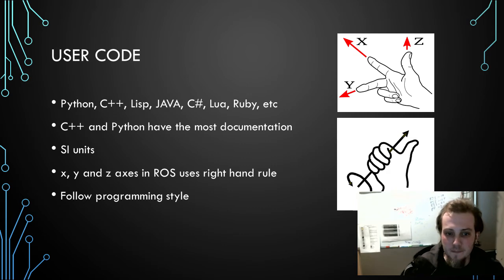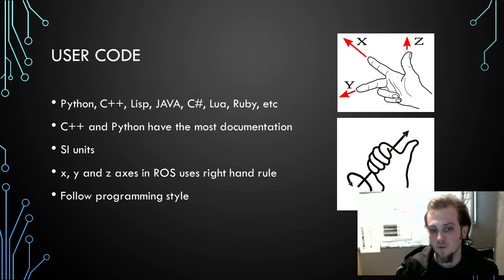ROS allows many languages to be used for the source code, including Python, C++, Lisp, Java, C#, Lua, Ruby, etc. There's quite a lot of languages that you can choose from. However, for learning how to use ROS, I'm going to recommend that you use C++ or Python, as there are a lot more tutorials and resources and documentation for these languages for ROS. However, as I said, you will still need to understand the language at its basics beforehand.